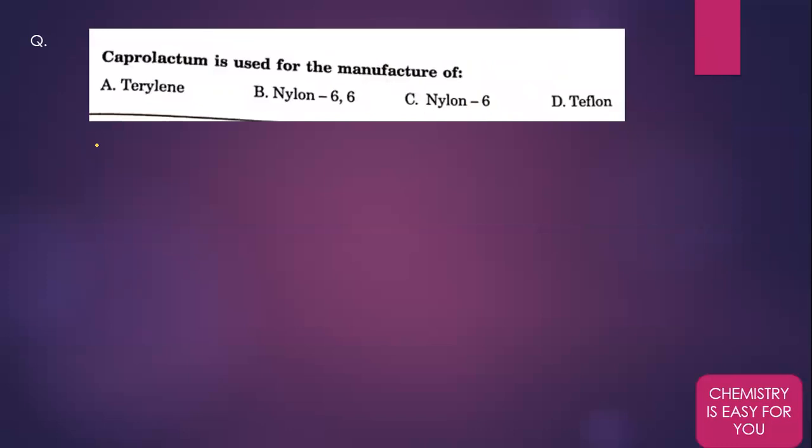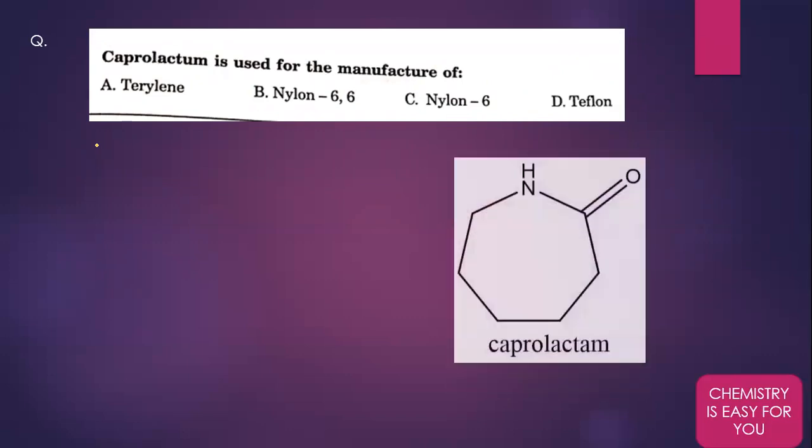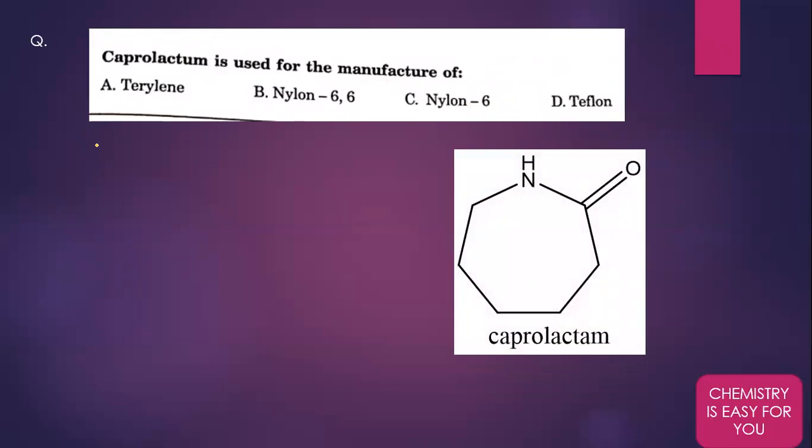Now the final question for the day is, caprolactam is used for the manufacture of which of the following? So you have a lot of polymers given here. Let's take a look at the structure of caprolactam. So the caprolactam structure is this. So you have a 7-membered ring where one of the members is NH, then you have a double bond O. This is caprolactam, and the answer is nylon 6, option C.